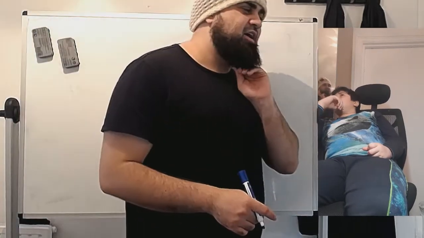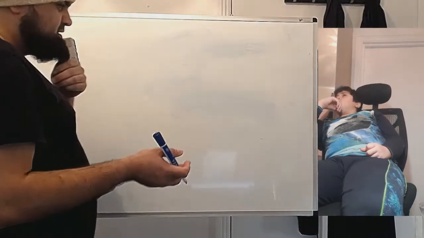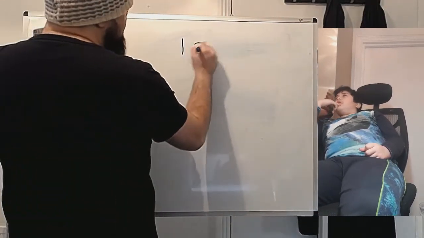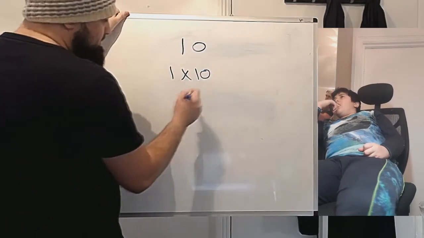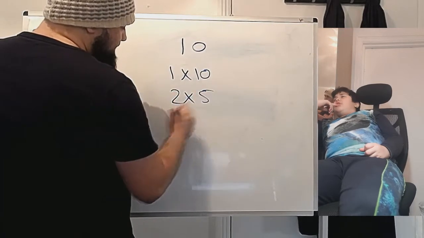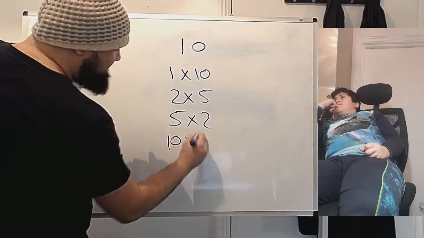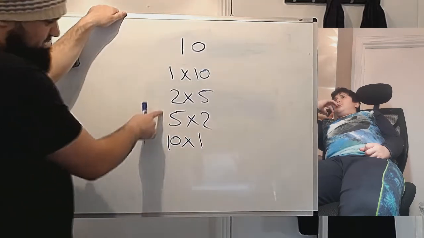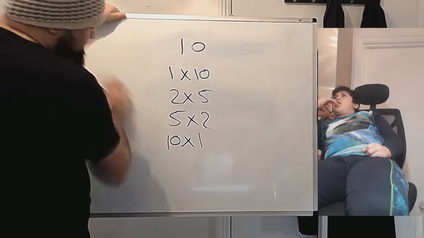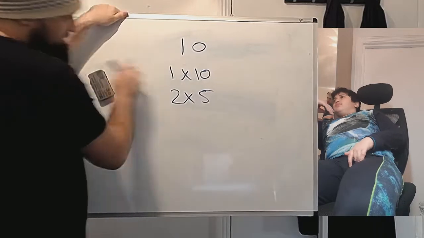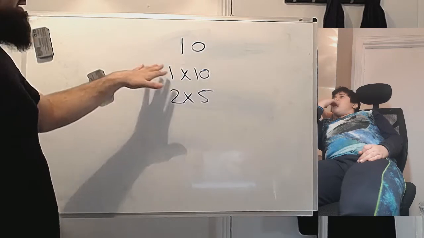Do you know what factors are? For example, what are the factors of 10? Do you know? 5 times 2. Yeah. So factors are like, how can we get 10? We can do 1 times 10. We can do 2 times 5. And then 5 times 2 again. But let's not repeat this. If you notice, 5 times 2 is the same as 2 times 5, but just flipped. And 10 times 1 is the same as 1 times 10. So we don't really need the last 2. So the factors of 10 are 1, 2, 5, and 10.